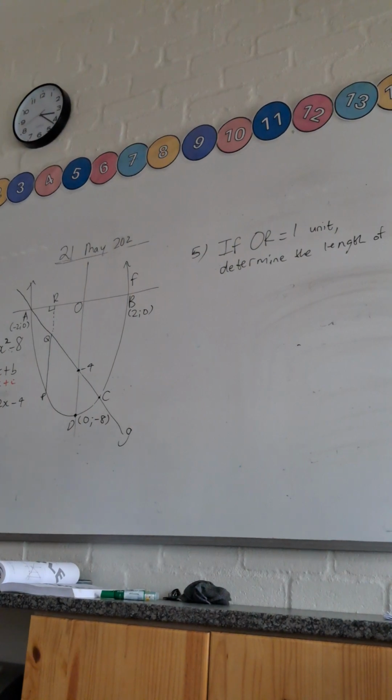Wait, OR is equal to 1 unit, so you need P and Q. So they're saying, where's Q? If OR is 1 unit, determine the length of PQ. What does that tell you? The fact that OR is 1 unit, what does that tell you? It tells you something important that you can use to work out P and Q.